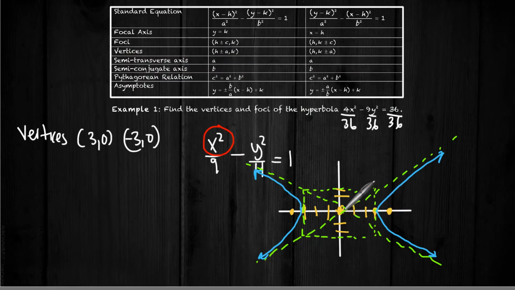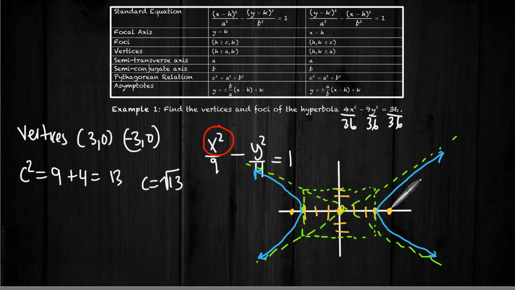C is the distance from the center to the foci. So our equation is going to be C squared is equal to A squared, which is 9, plus B squared, which is 4. That's 13. So C is going to be root 13. So because this is on the x-axis, our foci are going to be root 13, 0 and negative root 13, 0.